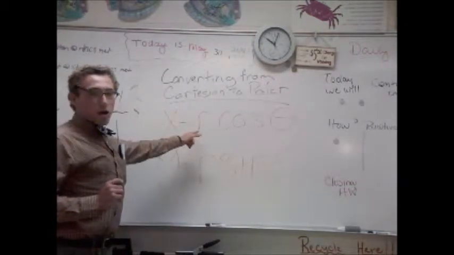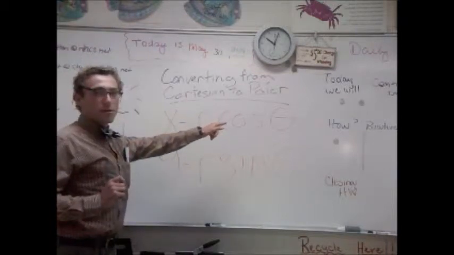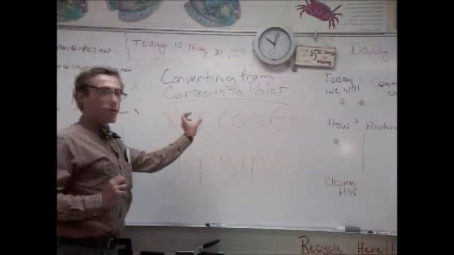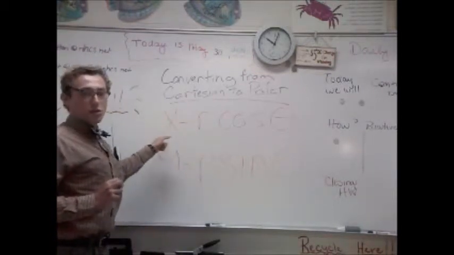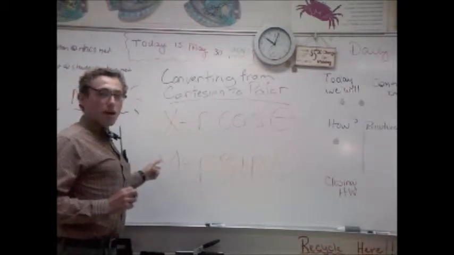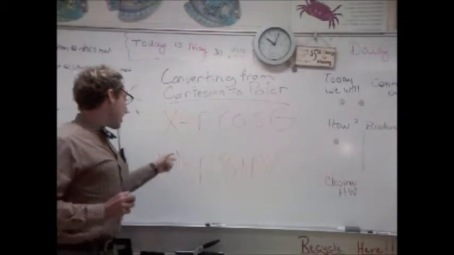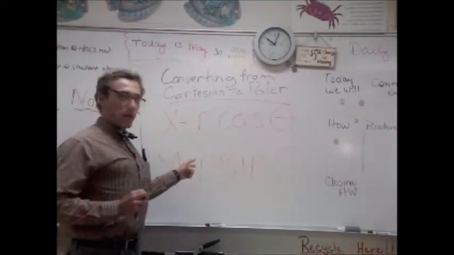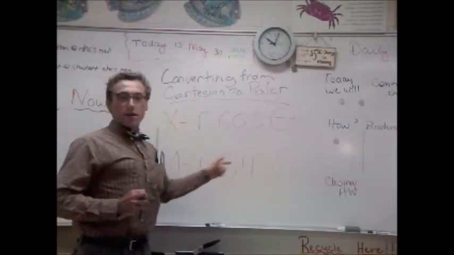You take your r and your cosine of theta and multiply them together. And then you get the x-coordinate for your Cartesian plane. And for your y-coordinate of your Cartesian plane, you take r and multiply it with sine of your theta.